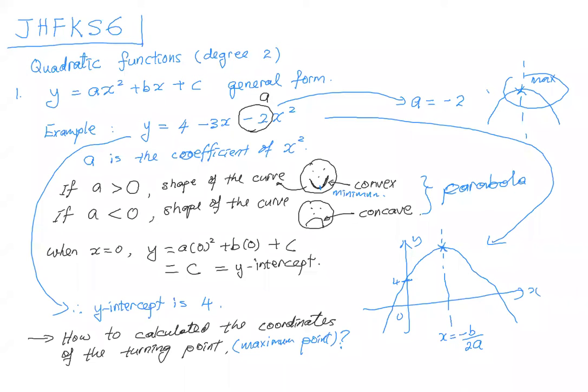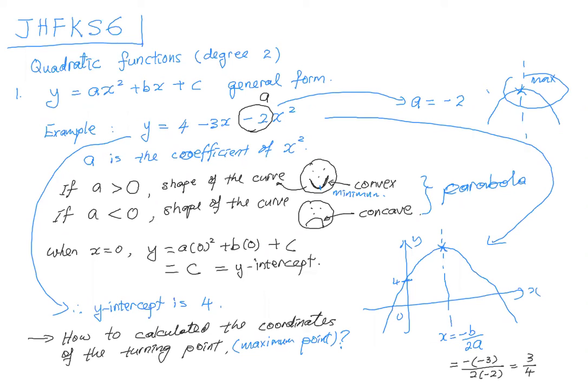Negative b over 2a. This is a formula. I cannot straight away get it, so I have to do calculation and memorize the formula. Negative b over 2a. For our case, what is your b? Can someone tell me? Negative 3, the coefficient of x. And A is negative 2. So that means this axis of symmetry is 3 over 4.